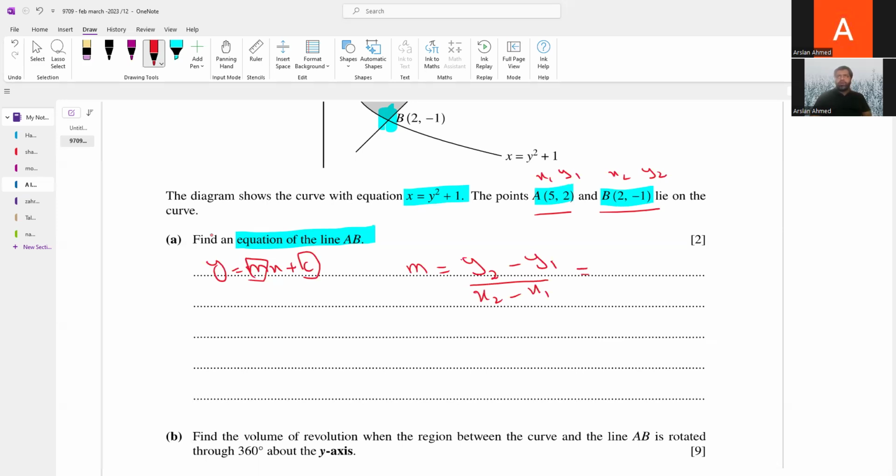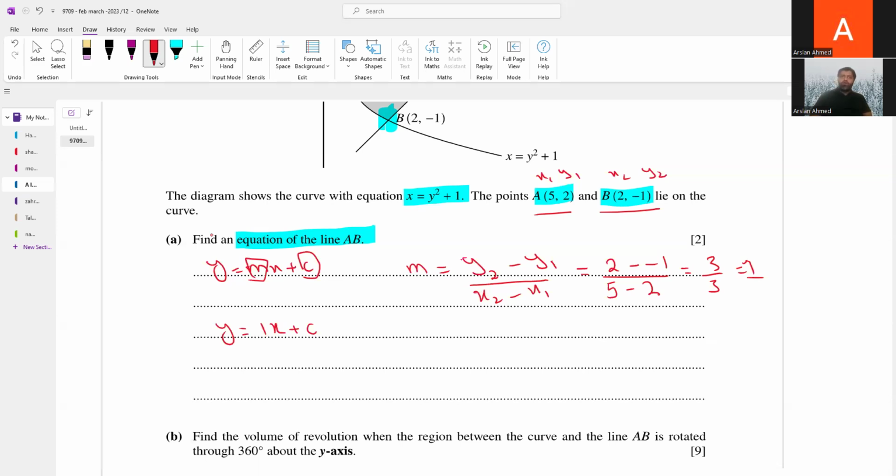Now, let's plug in the values. So 2 minus (-1) over here as well, so minus 1 divided by 5 minus 2. This would become 3 upon 3, which is 1. Now our m is equal to 1. So y equals 1x plus c.